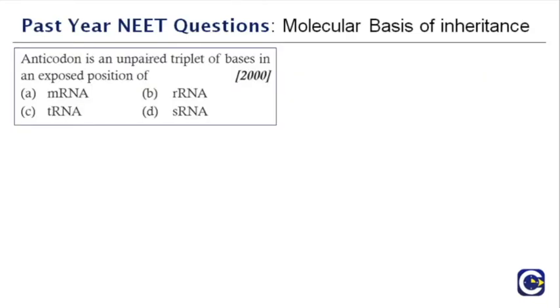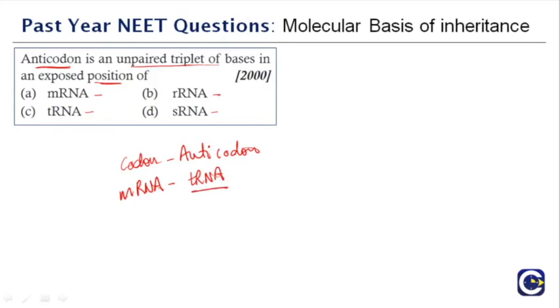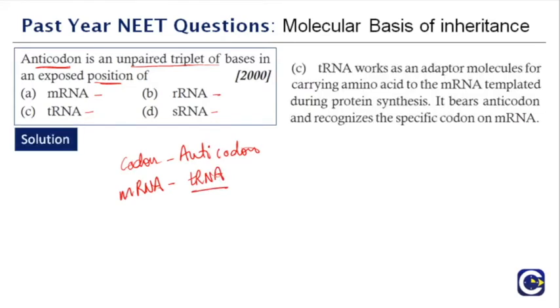Anticodon is an unpaired triplet of bases in an exposed position of mRNA, rRNA, tRNA, sRNA. So what is the answer? Anticodon. So what is anticodon? There is always codon-anticodon interaction, right? So where are codons present? The codons are present on mRNA, which recognize or bind to the anticodon by complementary base pairing in tRNA. Okay, so the right answer here is tRNA.